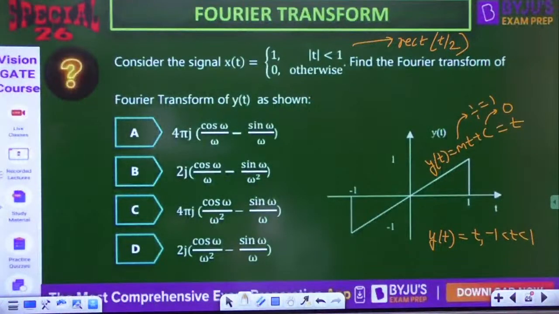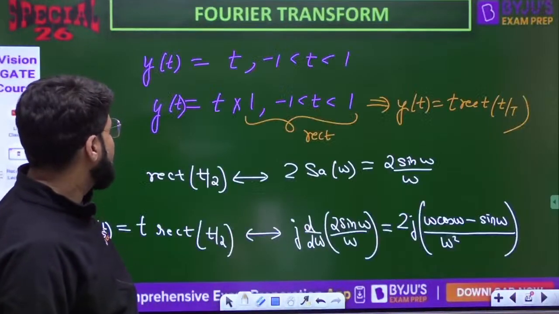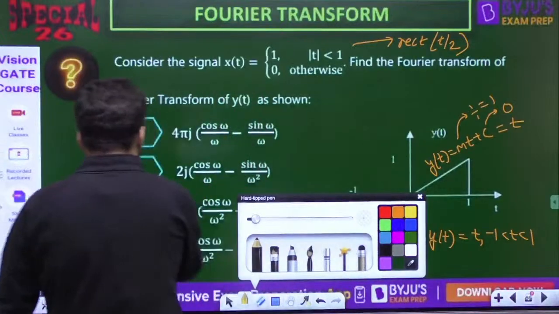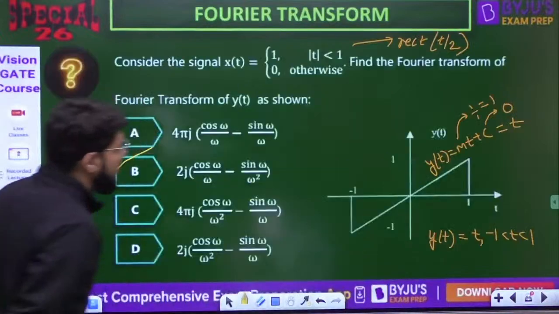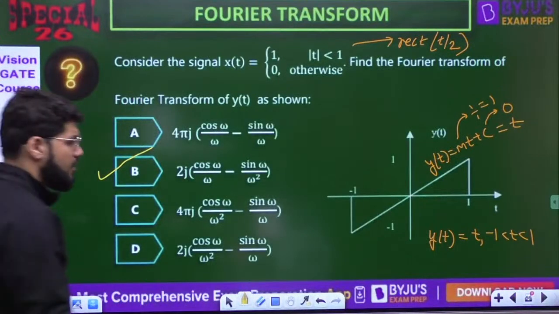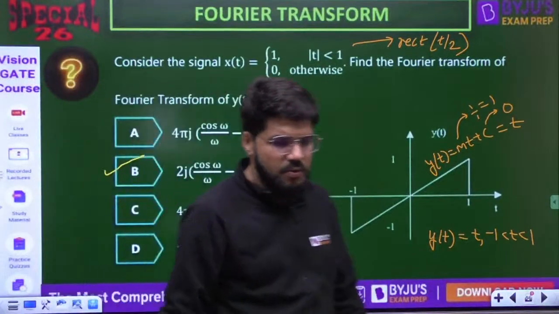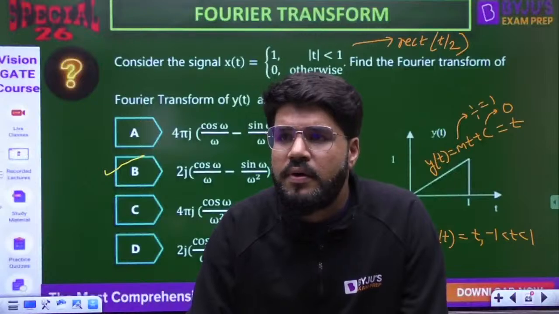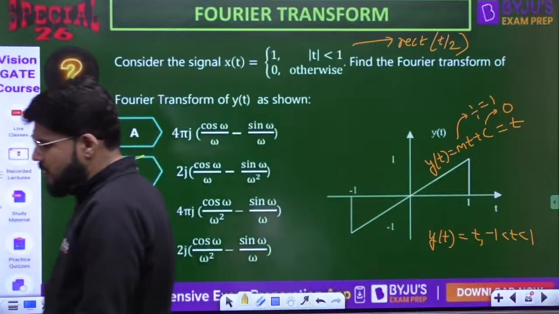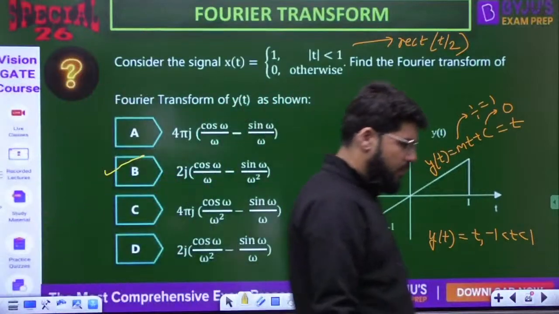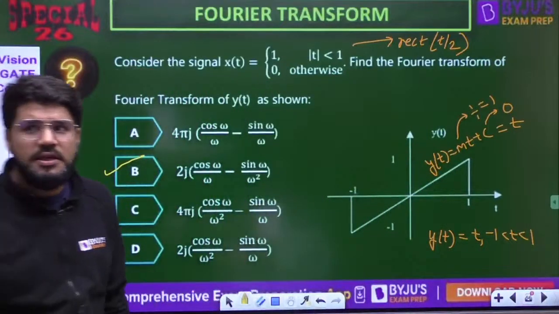2j cos omega by omega, one omega cancels, and minus sin omega by omega square. Option number B: 2j cos omega by omega, one omega cancels, and with sin omega it is omega square in the division. Option number B, perfectly. Yes, it is option number B. Correct, totally correct. That could also be done in GATE 24, yes, if it is option based. For NAT, sometimes rect NAT questions can also be there.